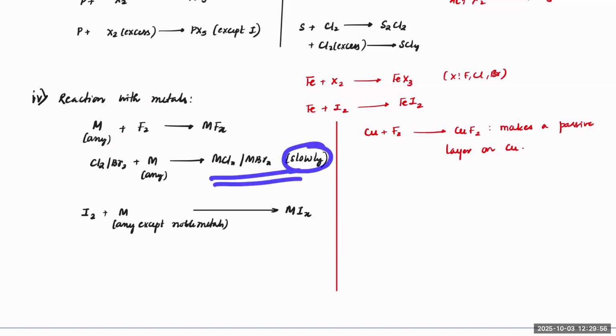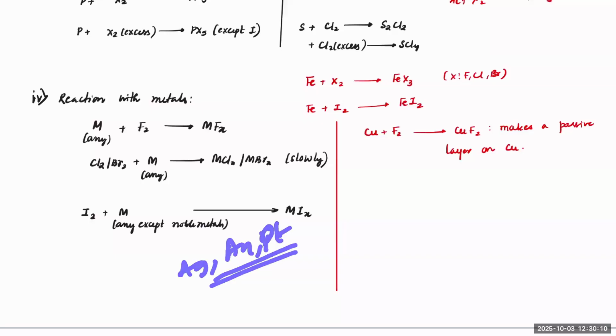But this reaction is relatively slow. And iodine reacts with any metal except the noble metals, that means silver, gold, platinum, and so on. Except for that, the rest will all form iodides more easily. Clear, beta?